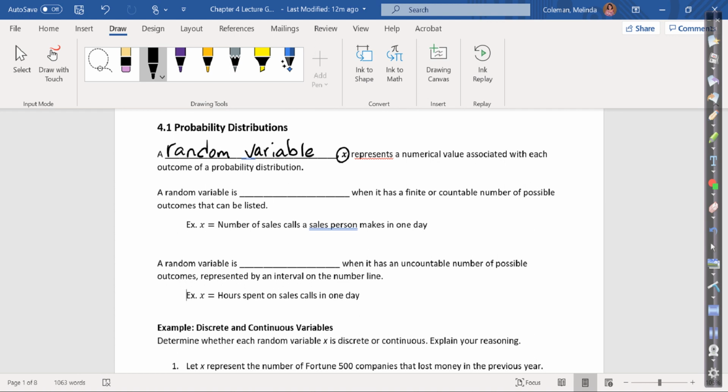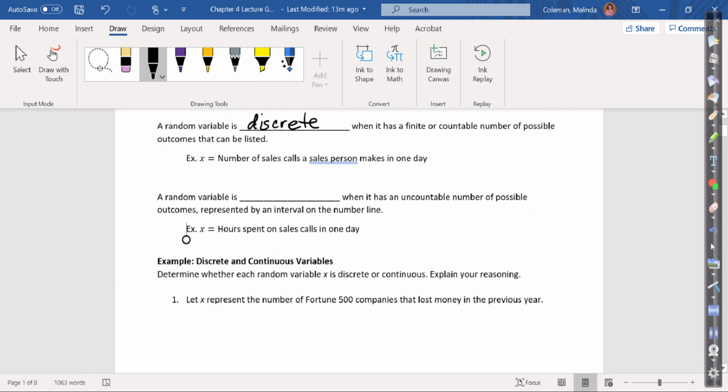distribution. A random variable is discrete when it has a finite or countable number of possible outcomes that can be listed. So for example, X being the number of sales calls a person makes in one day. That's a finite number. We're going to have to count the number of sales calls he makes.